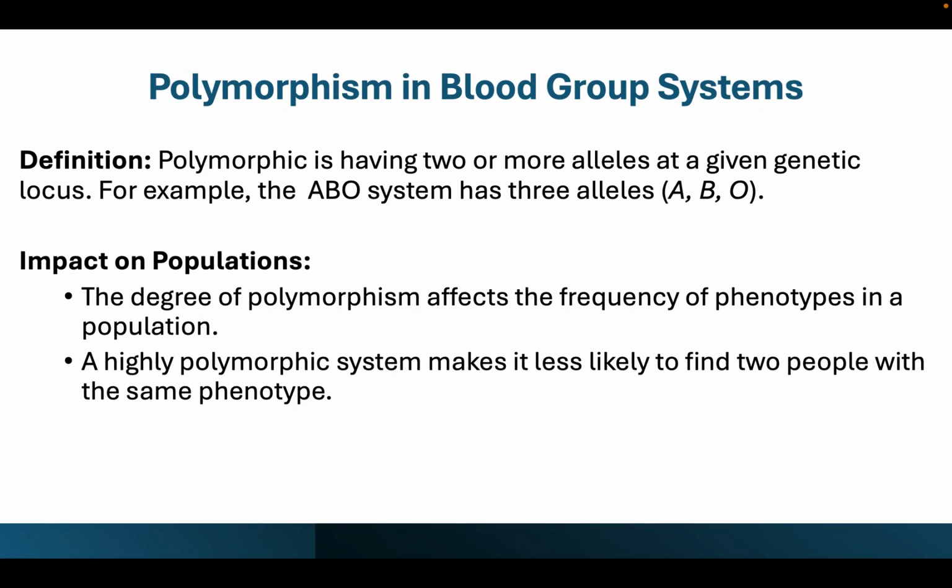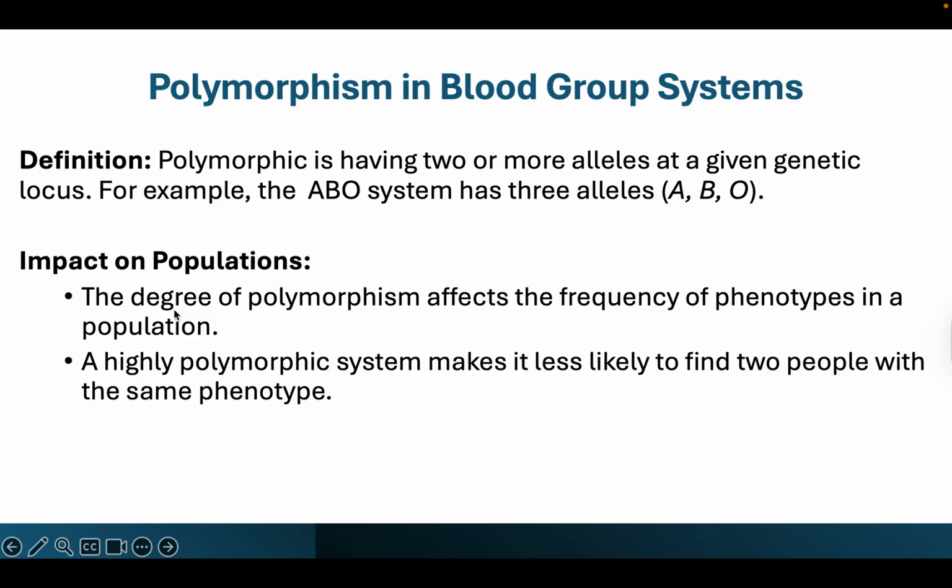What is polymorphism? We talked about there being multiple forms, or alternative forms, of the gene, called alleles. So polymorphism is having two or more alleles at a given genetic locus. For example, the ABO system has three alleles, A, B, O. That means it is an intermediate polymorphic gene. Why do we care about polymorphism? Because of its impact on the population.